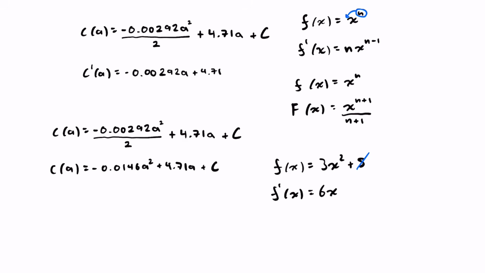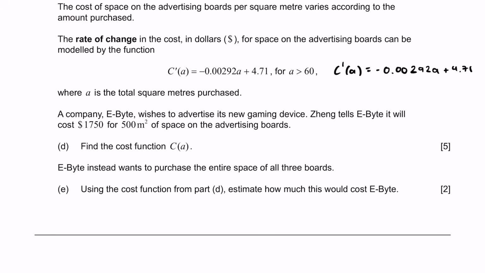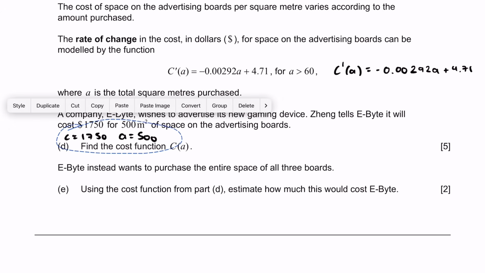How can we find this unknown? Let's look to our original statement here. They gave us this information. They said that Zhang tells eByte it will cost $1,750 for 500 meters squared of space. That means when A is equal to 500, C is equal to 1750. So what we actually have is a coordinate point.